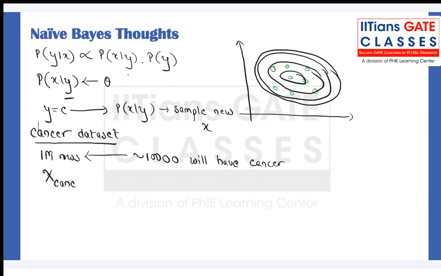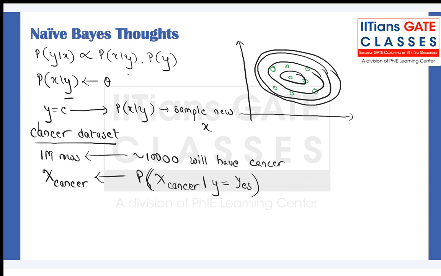You can fit a probability distribution P of X given y equal to yes, which means the person has cancer. After we model it, you can sample data from it and maybe try to balance the two classes, correct? You can get new data by using the probability distribution that we try to find here.